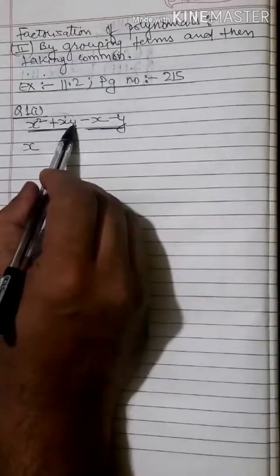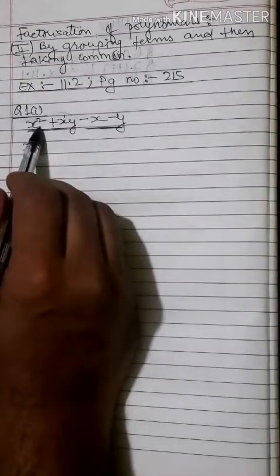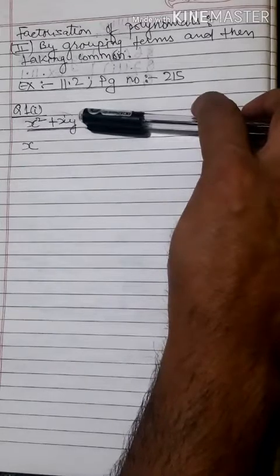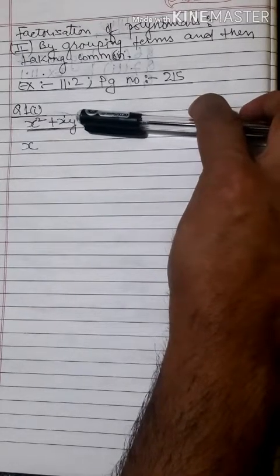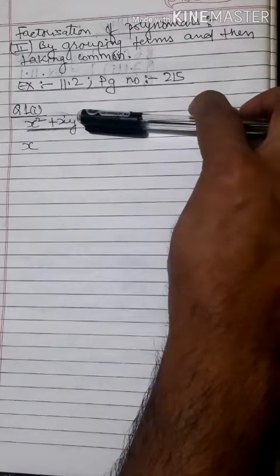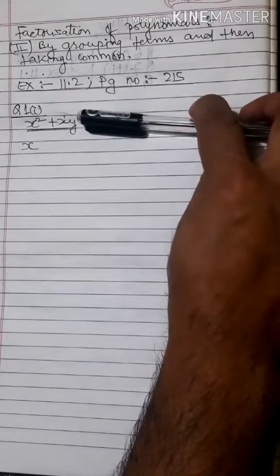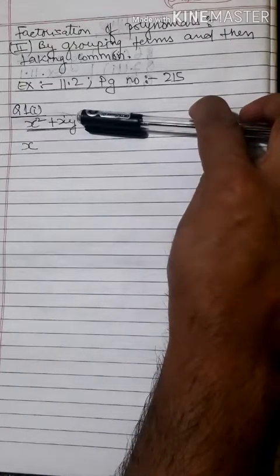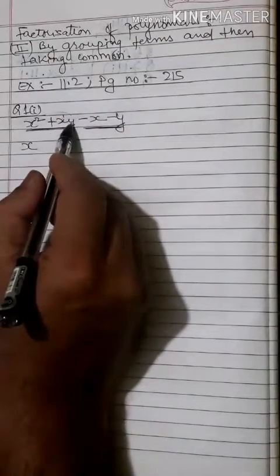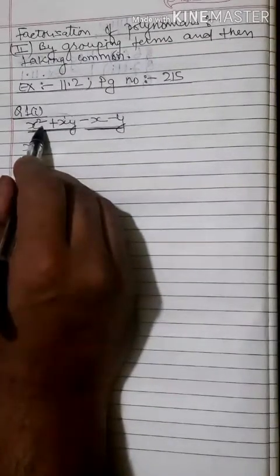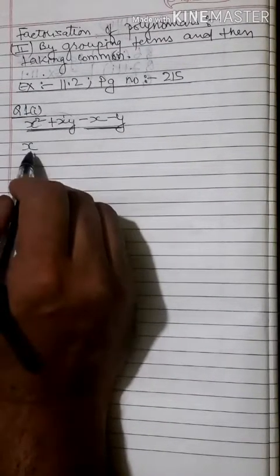Now we check for y. We have a y here and we don't have any y here. We just forget about the second group. We are just dealing with the first group. Just treat the question as this much. Out of x square plus xy, what is common? x is common. Here we have a y, but here we don't have a y. That means x is common.